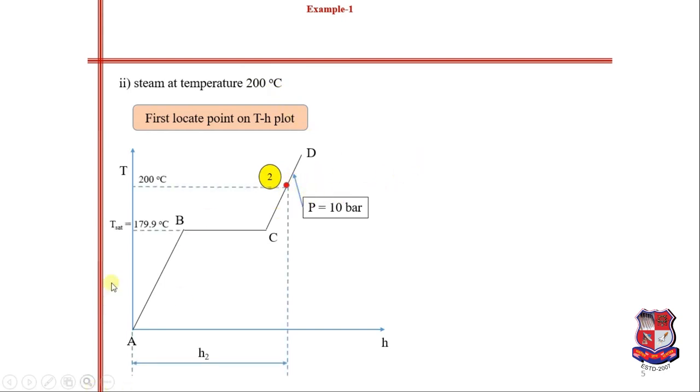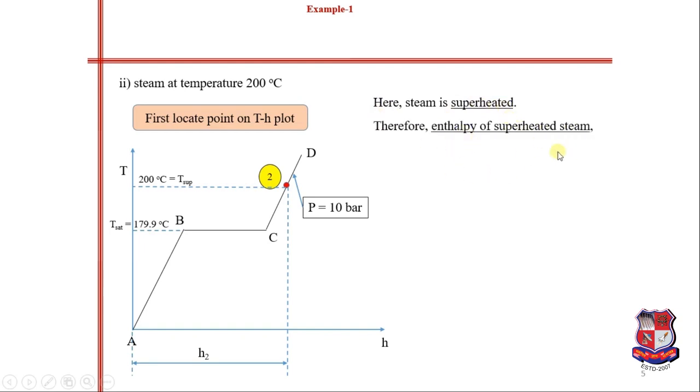comes 179.9 degrees Celsius, and we are given the temperature of 200 degrees Celsius, which is obviously greater than the saturation temperature. Any temperature that is more than the saturation temperature is a superheated temperature. So our steam is superheated in the second condition. We can consider this 200 degrees Celsius as the superheated temperature.